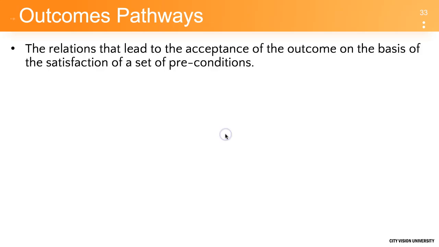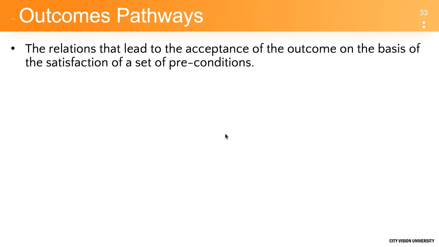Next, let's look at the outcomes pathways. Outcomes pathways really is an if-then sequence. It's a logic sequence. The first thing I'd like you to know about this is that the relationships within the outcomes pathways all lead to the acceptance or achievement of the outcome on the basis of the satisfaction of a set of preconditions.